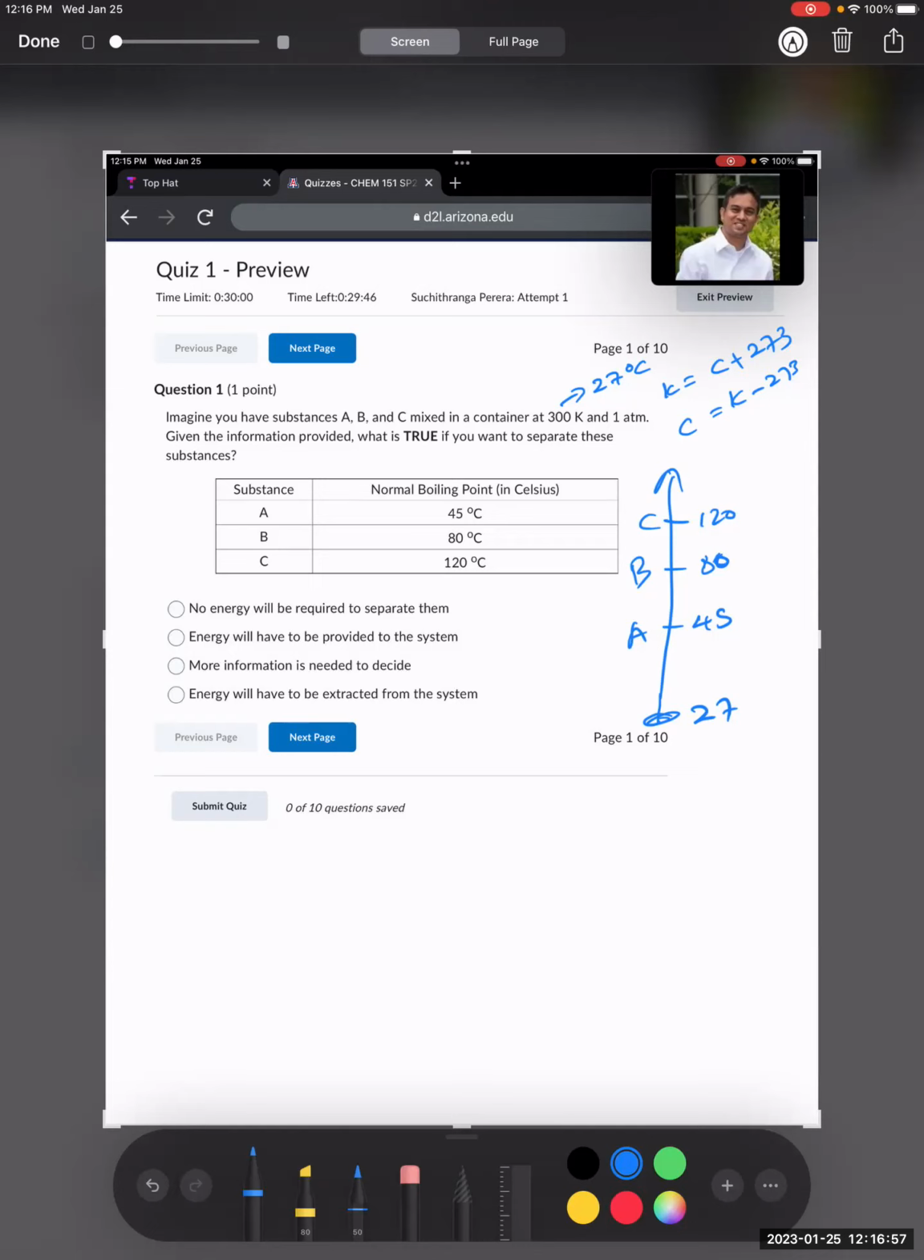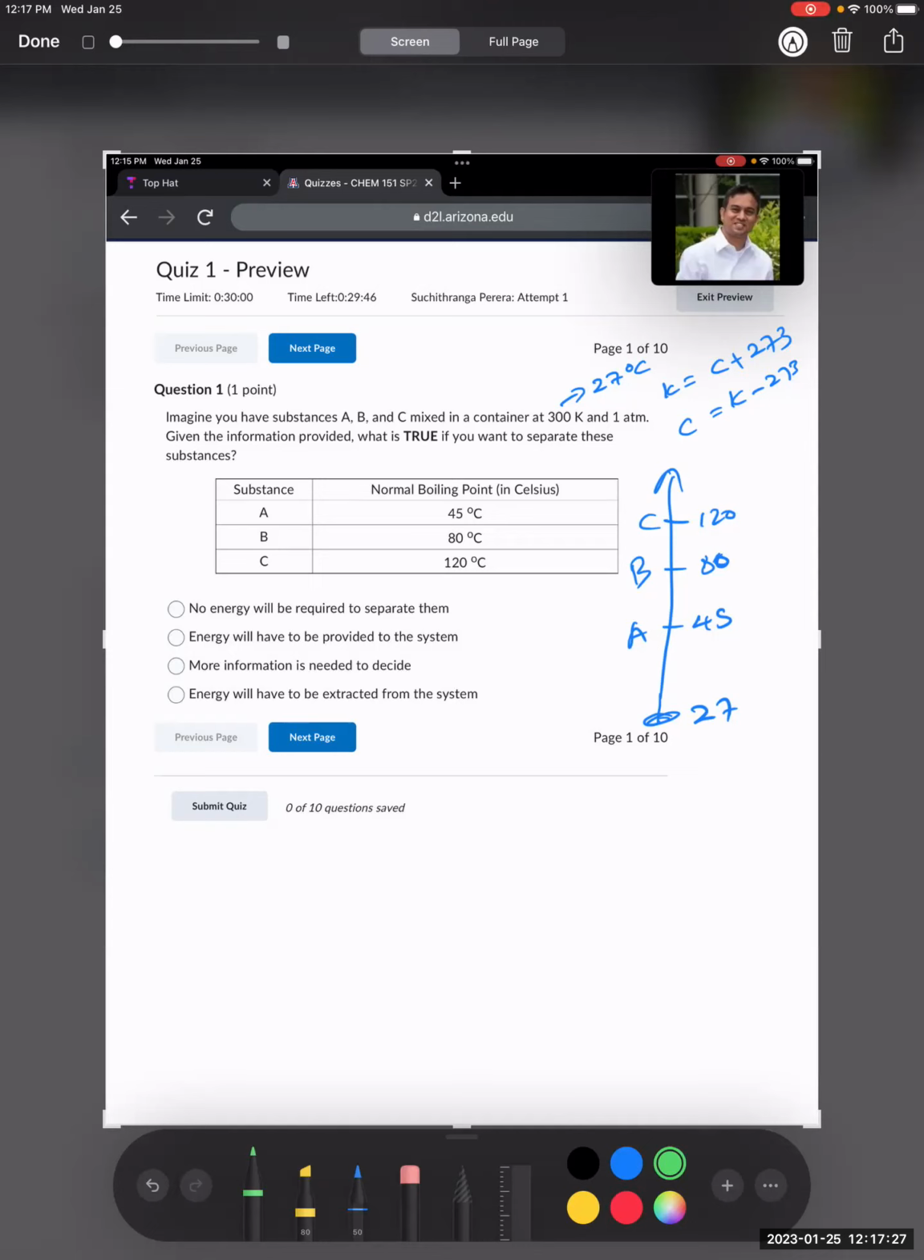Now, what does it say? Given the information provided, what is true if you want to separate these substances? No energy will be required to separate them. Energy will have to be provided to the system. So the idea is, if you want to separate them, now all of them are in the liquid phase. We need to have one substance in a different phase than the other two.